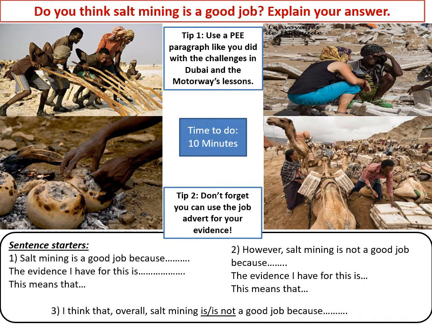Then you write the second paragraph, which follows exactly the same structure, but is negative. However, salt mining is not a good job because. And then finally, you offer a single sentence or two with your overall opinion. I think that overall salt mining is or is not a good job. You choose which one you want because, and here's the potentially more challenging bit, you need to argue why one of those 2 other paragraphs is more important if you can.